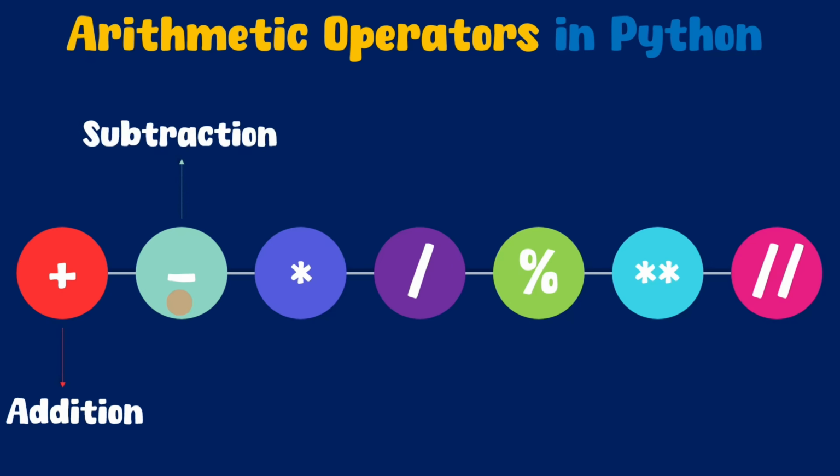Then we have subtraction operator. We use this minus sign in order to represent subtraction operator. Subtraction operator will take two operands, it will subtract their value and give us the result.